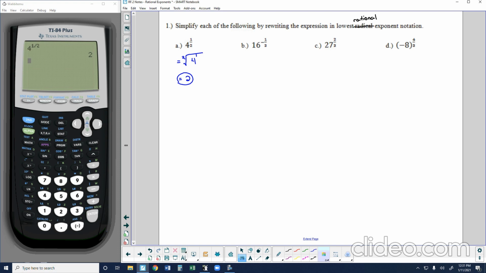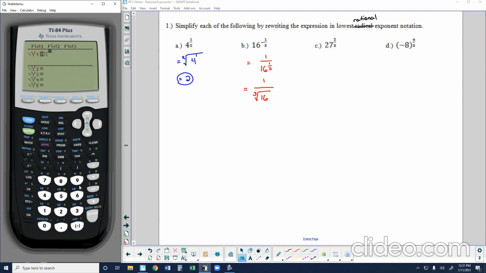B is 16 to the negative 1/3 power. Now again, you don't necessarily have to rewrite this, but if we did, the negative takes the reciprocal. So I could rewrite this as 1/16 to the 1/3 power. The 1/3 power would be the same as the cubed root of 16 to the first power. Again, the denominator becomes the index of my root, and the 1 becomes the exponent for my radicand. Now, if I remember my perfect cubes, this is great.